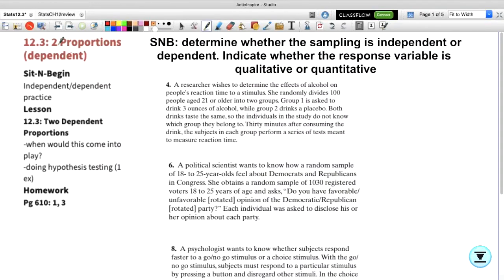Some exciting news. Section 12.3 is on the docket for today, and it is the last new learning we have for statistics for the year. And I know that seems kind of crazy because we still have like 3 weeks left of school.